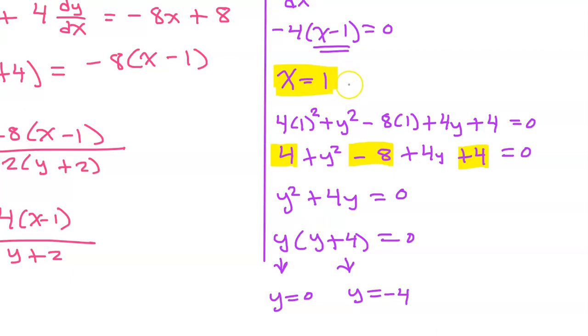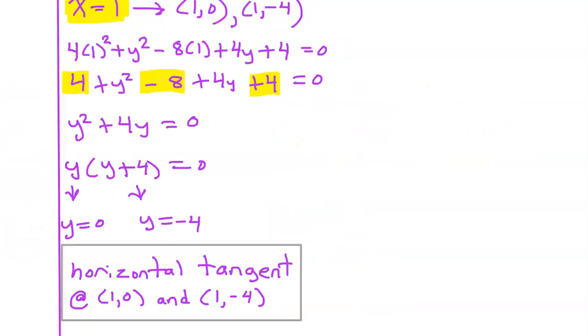So this leads to 2 different ordered pairs. So we have 1 comma 0 from the y value of 0, and we have 1 comma negative 4 because of the y value of negative 4. So these are the 2 points at which we have a horizontal tangent line.